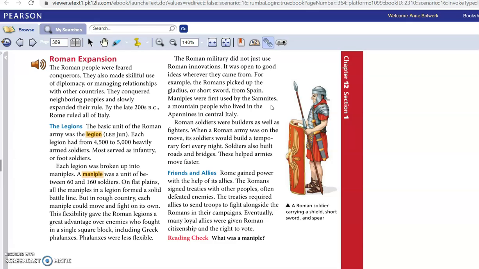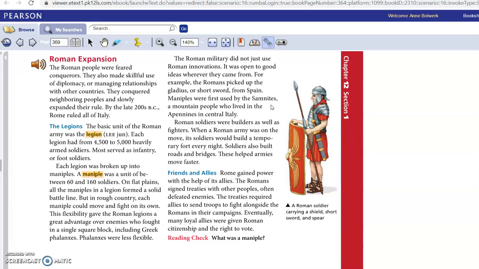And Roman soldiers were builders as well as fighters. So when a Roman army was on the move, soldiers would build a temporary fort every night to camp. So a really safe way of camping. They also built roads and bridges to help armies move faster.